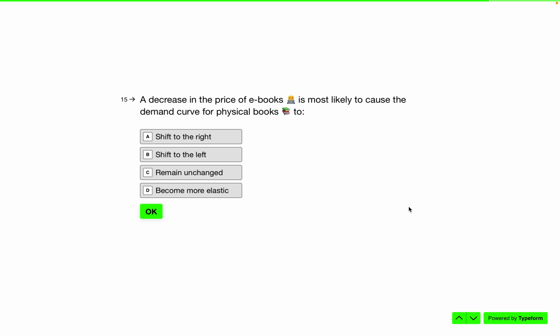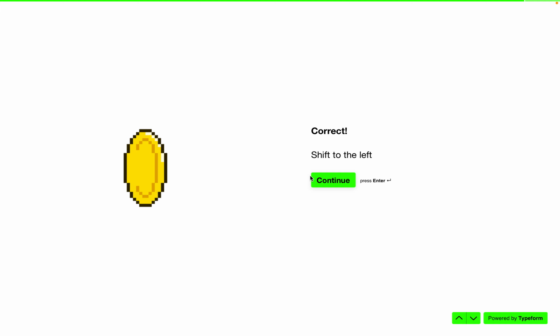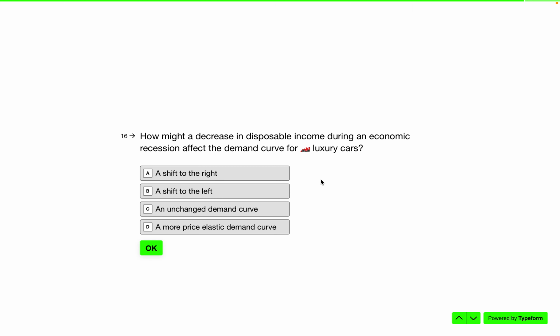A decrease in the price of ebooks is most likely to cause the demand curve for physical books to do what? Well, if ebooks, again, become more attractive because they're lower price, right? There's a big sale on Amazon. Then that means that maybe I was just on the verge of buying a hard copy Norm Macdonald comedy book. But then I didn't, right? Because I can get it on Amazon on my Kindle for super cheap. Okay, so this would cause the demand for physical books to shift inwards to the left.